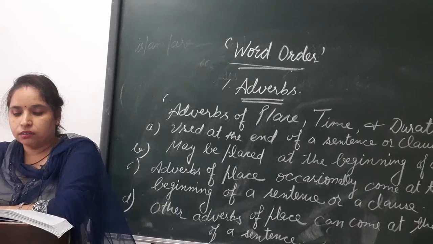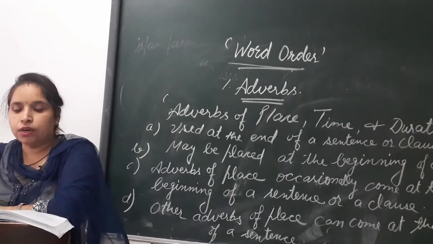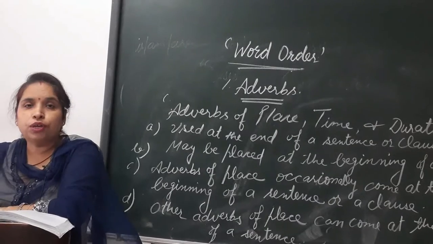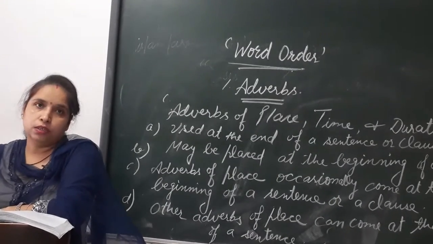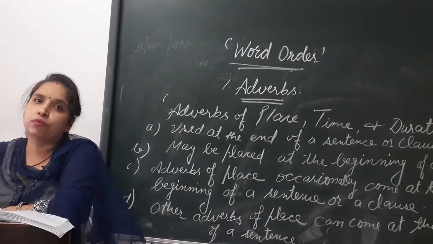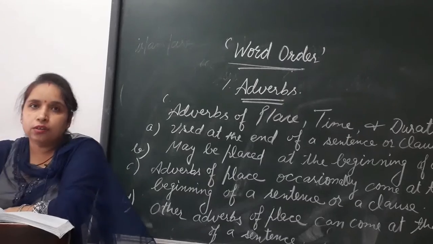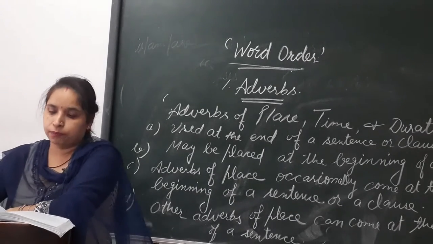For an hour he waited and went away. Firstly we used it at the end: he waited for an hour and went away. Now we used it at the beginning: for an hour he waited and then went away. So before the link word it can be used. These are the correct uses of adverbs. It can be used at the end also, at the beginning also. But the formation should be correct.